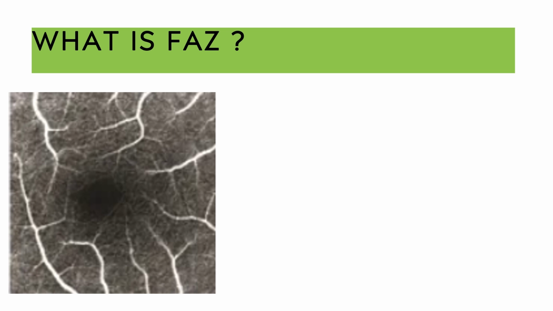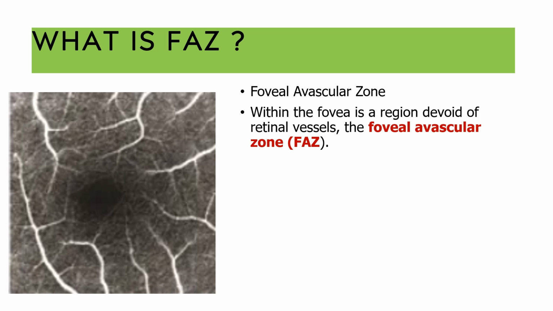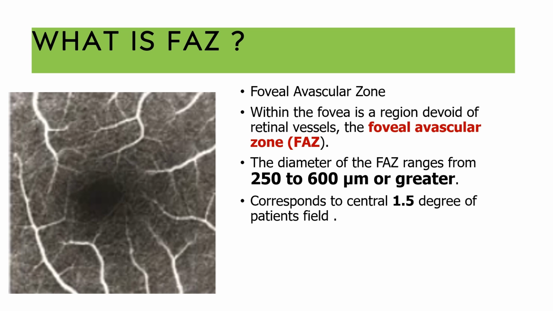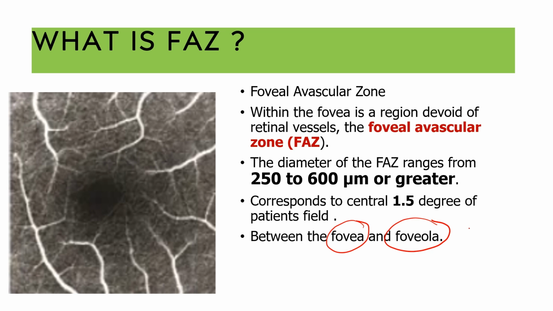So what is meant by FAZ? FAZ is nothing but the foveal avascular zone. It is a region within the fovea where the blood vessels are actually absent. Now the diameter of the FAZ would be somewhere between 250 to 600 micrometers. It could be greater as well, and it corresponds to a field area of about 1.5 degrees. Now if you would remember, fovea corresponds to about 5 degrees of visual field, whereas foveola corresponds to about 1 degree of visual field. And therefore, we can say that the limits of the foveal avascular zone actually is somewhere between the ending of the fovea and the foveola, right?